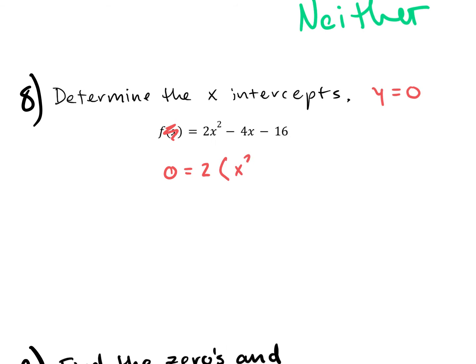So always look for that greatest common factor. So I'm going to divide everything by 2. I have x squared minus 2x minus 8. And then do I have two factors of negative 8 that add to negative 2? What are they? Negative 4 and 2. So I would have x minus 4 and x plus 2.